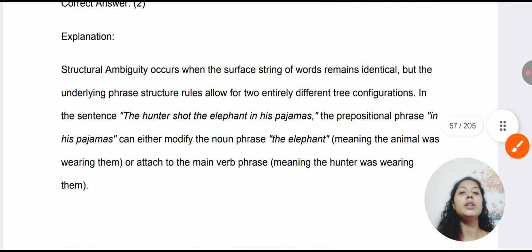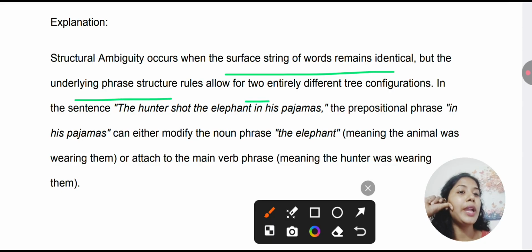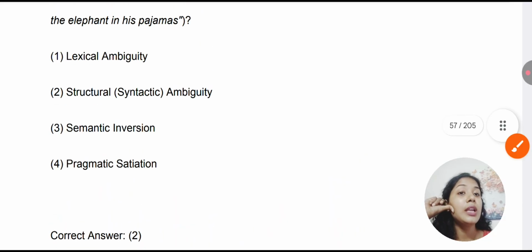Okay. So what does it mean? Structural ambiguity occurs when the surface string of words remains identical, but the underlying phrase structure rules allow for two entirely different tree configurations. So in the sentence here, the hunter shot the elephant in his pajama, the prepositional phrase in his pajama can either modify the noun phrase the elephant or attach to the main verb phrase. So this is the structural ambiguity.